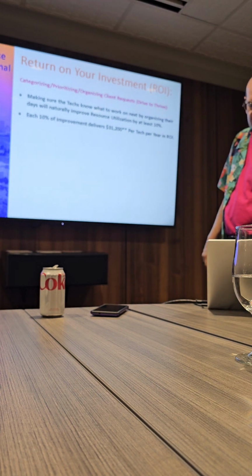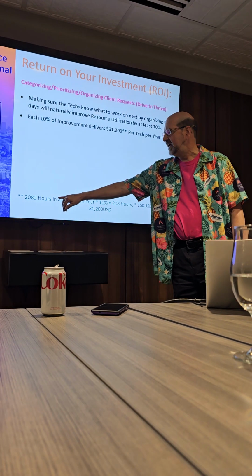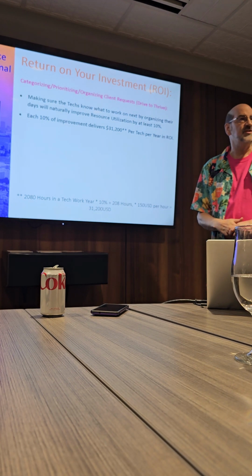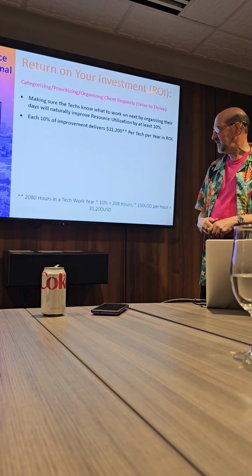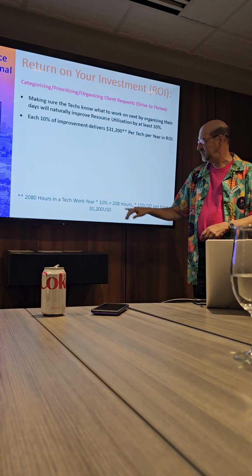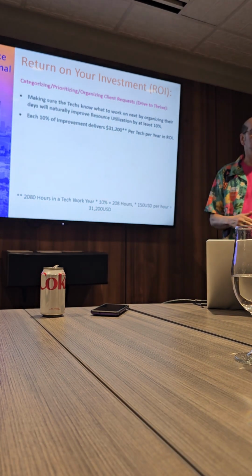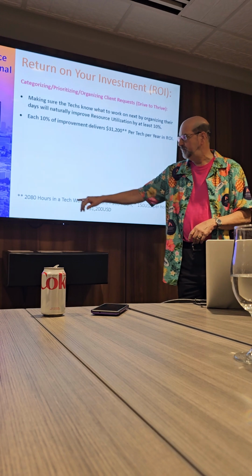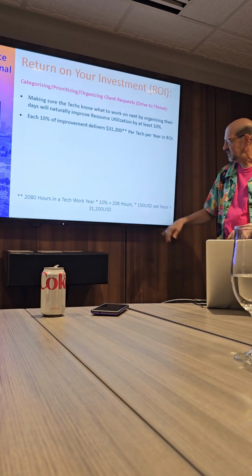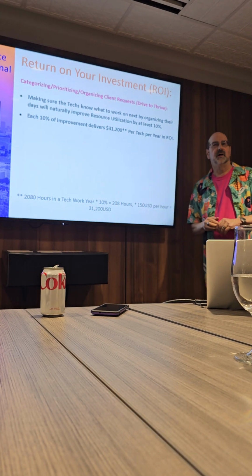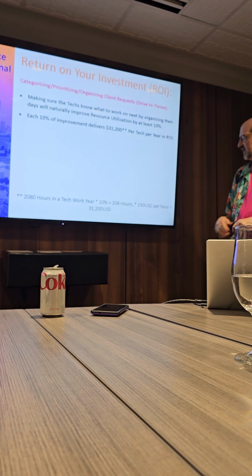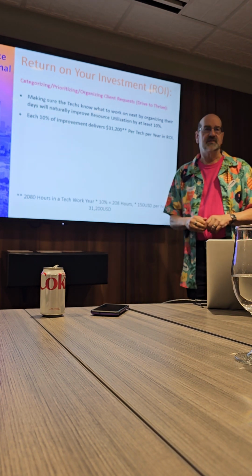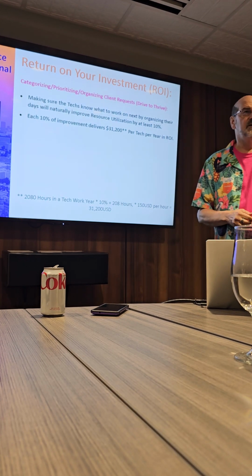I'm going to walk you through that math. So 2080 hours in an FTE's year, that doesn't take into consideration PTO and sick time. 10% improvement is 208 hours. If you wanted to do without PTO, it'd be 2,000 hours, 200 hours. I used a typical standard bill rate of $150 an hour. Plug in your standard bill rate. Simple math gets you to $31,000.